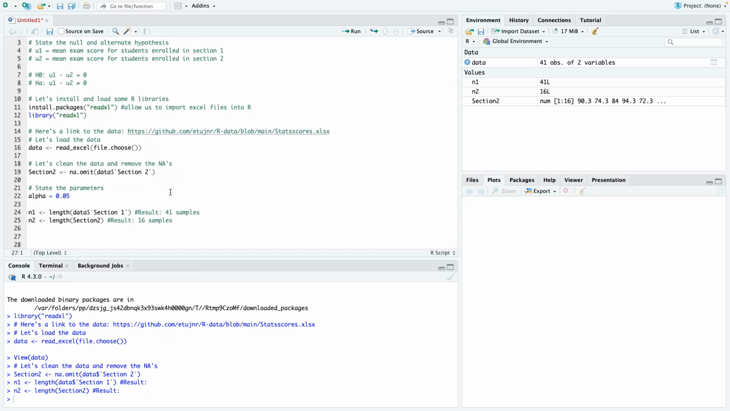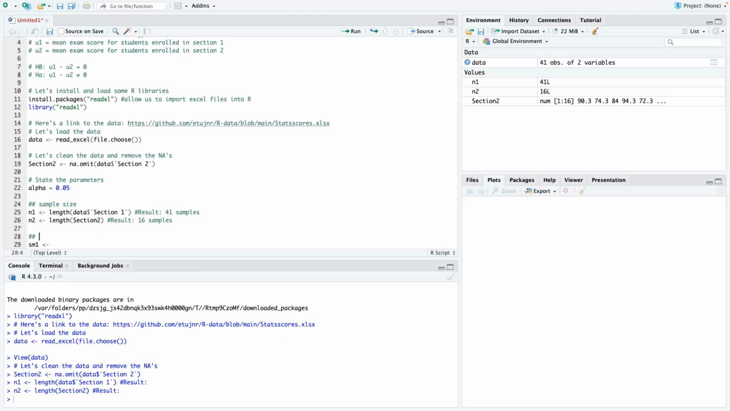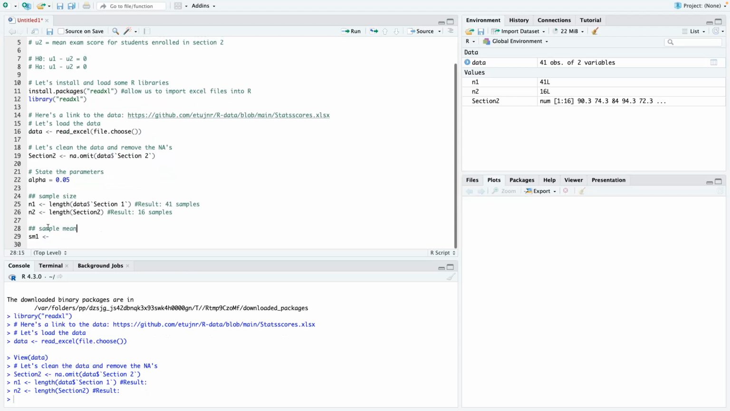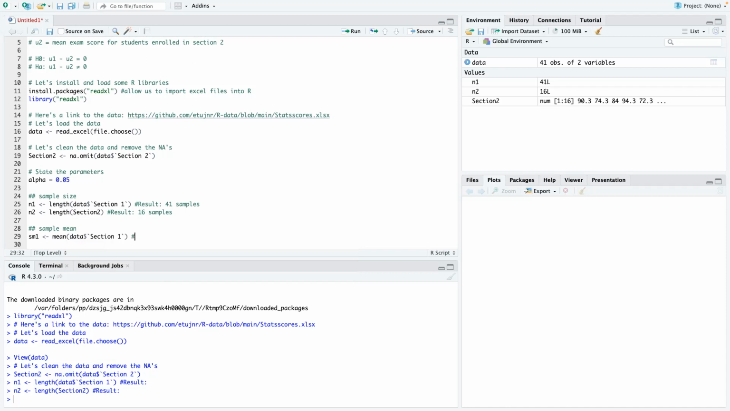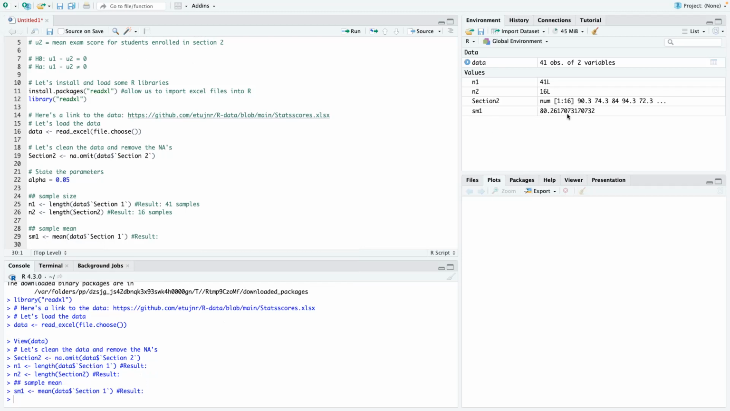The next thing is to calculate the sample mean. I'm representing that as SM1. Let me just put this as sample size, so you can know what we're doing there, and then this would be sample mean. So we use the function mean, and then open bracket. Remember, we need to call this, and then I just like to put the result by the side so you know what the result would look like. So if I run that, my sample mean is 80.26. So 80.26 for sample mean 1.